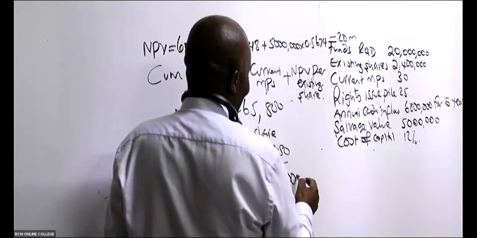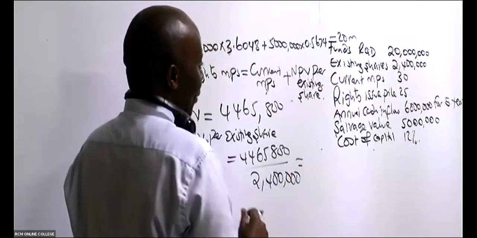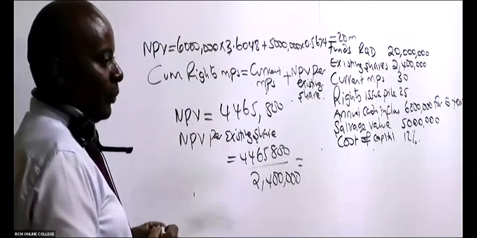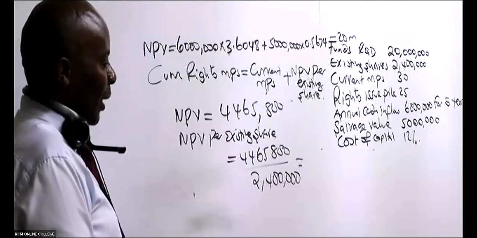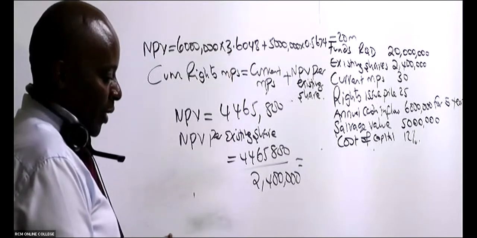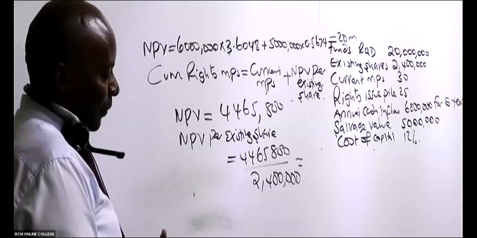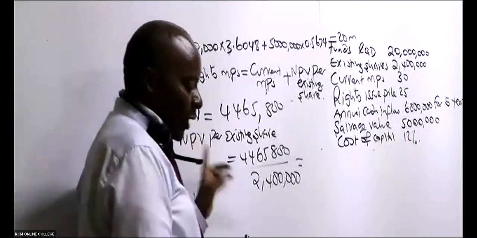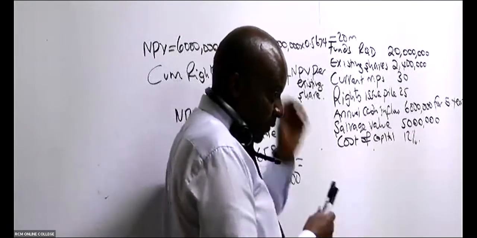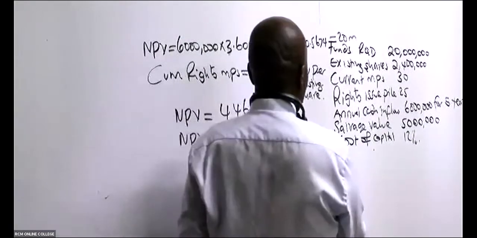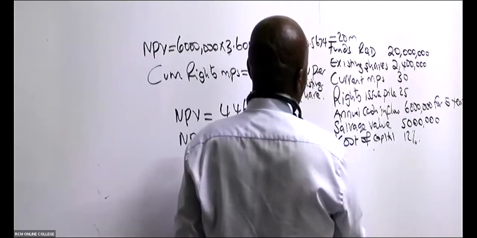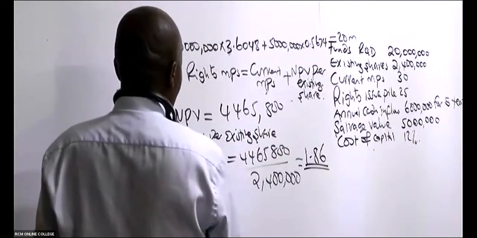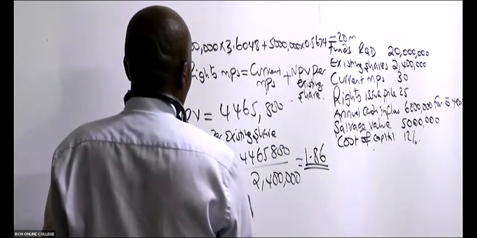We have 2.4 million existing shares. Please don't forget, it's about the NPV for each existing share, which gives me 1.86. And therefore, they come rights.